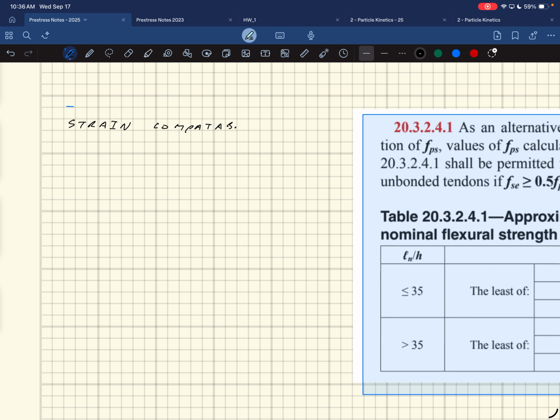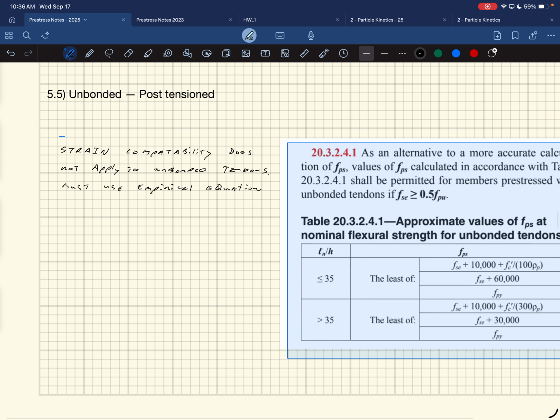Applicability. You don't have to spell check. I know. So this does not apply to unbonded tendons. That's not so hard. Must use empirical. We're going to just use empirical anyway. In the past, when I had people do strain compatibility, it was a little more involved.